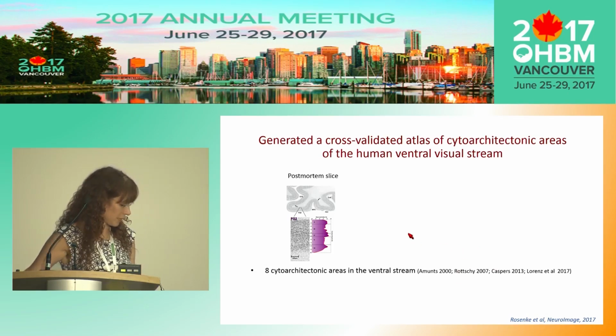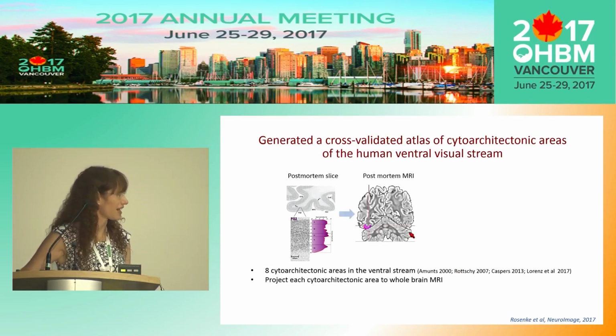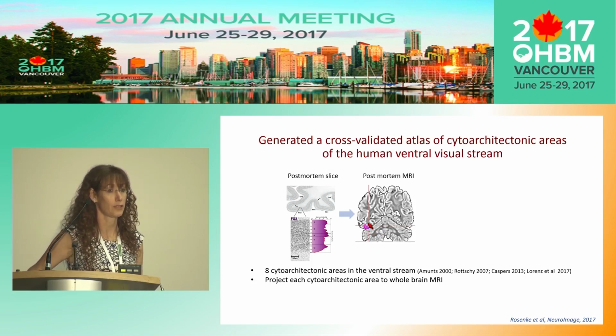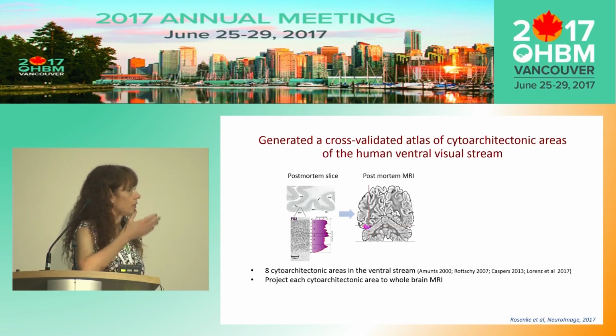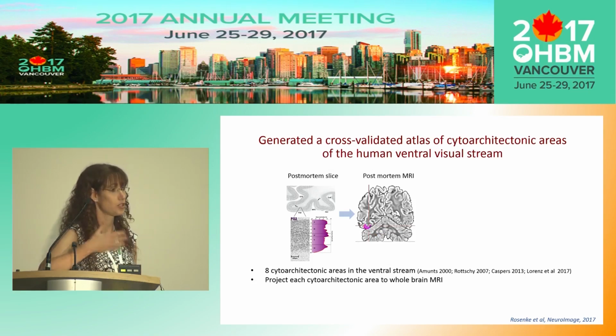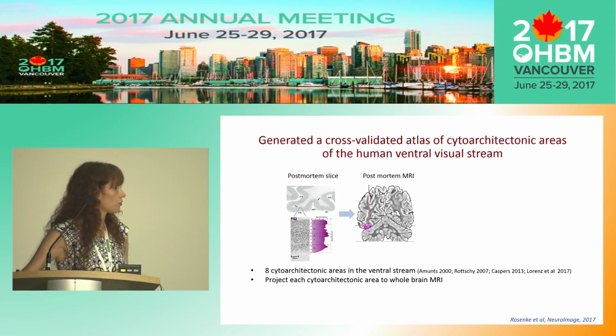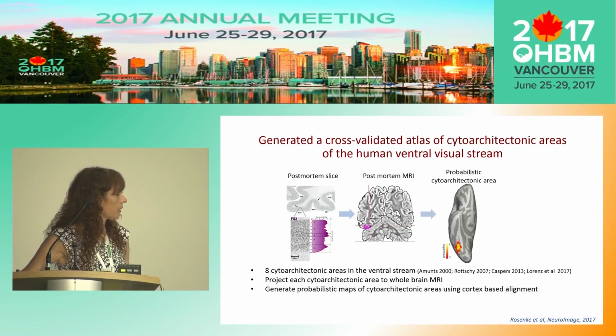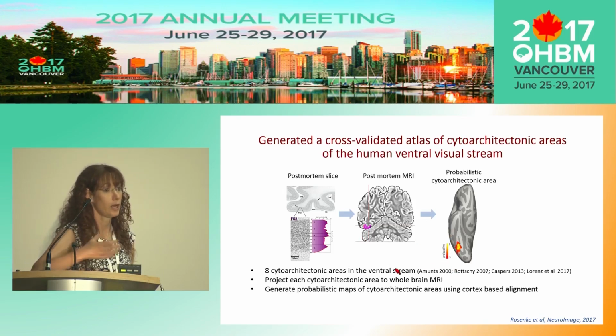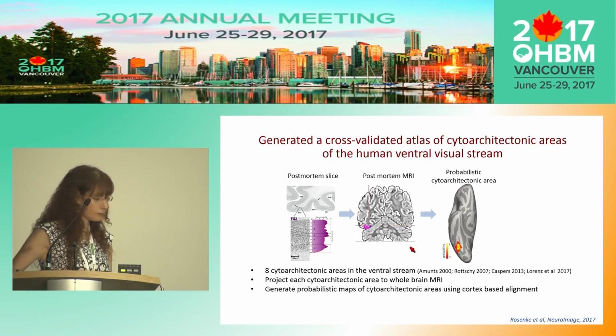So what we do in this pipeline is we take the cytoarchitectonic areas that have been defined at Jülich. They also have anatomical MRIs of the same postmortem brains before they have been sliced, and they have transformed them to the MRIs of each individual. What we then do is take these MRIs and generate cortex-based visualization of each of the 10 postmortem brains, and then we can generate a probabilistic map of a cytoarchitectonic region on an atlas like the FreeSurfer atlas.